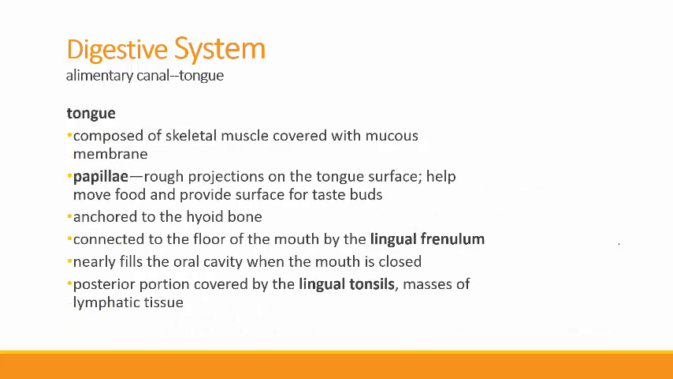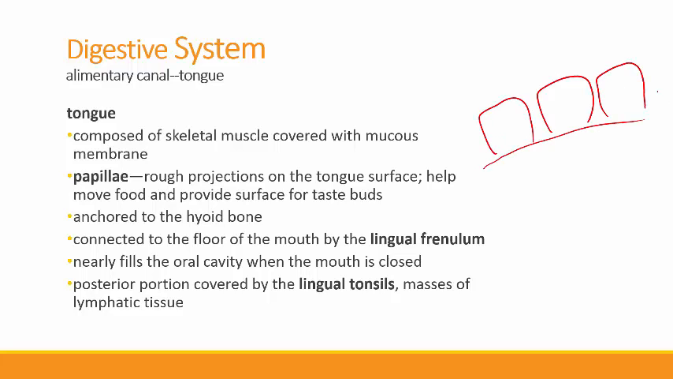The tongue is skeletal muscle. It's covered with a mucous membrane. And on the surface of the tongue, we see rough projections called papillae. So papillae just means bump. And so if this is a papilla, there's a bunch of these papillae on the tongue.